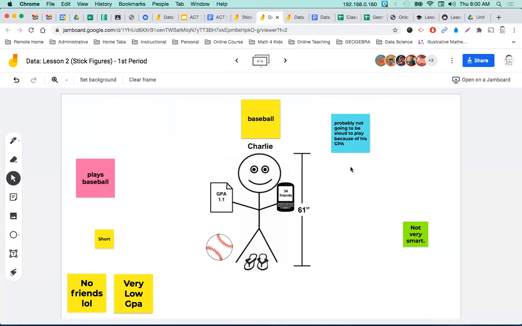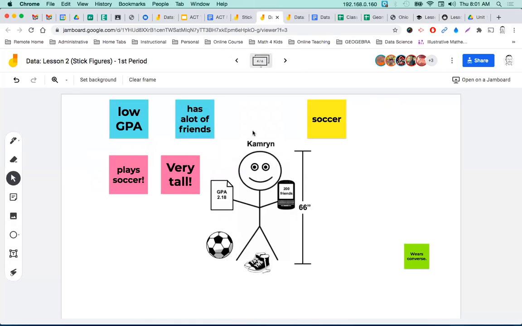That's looking at the information and making a good estimated guess there. Probably not going to be allowed to play because of his GPA. So even though he likes baseball or plays baseball, one of the two, he might not be allowed to. Tall, soccer, Converse. Okay, nice. Good job.